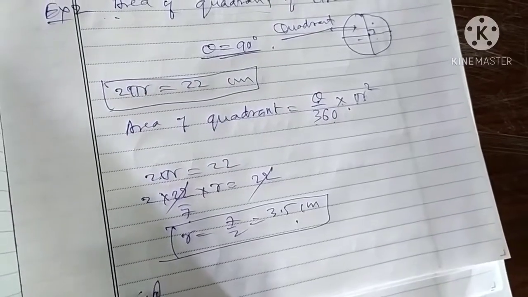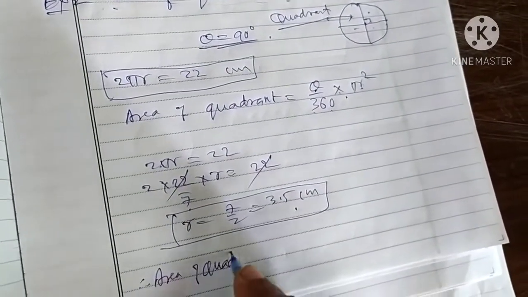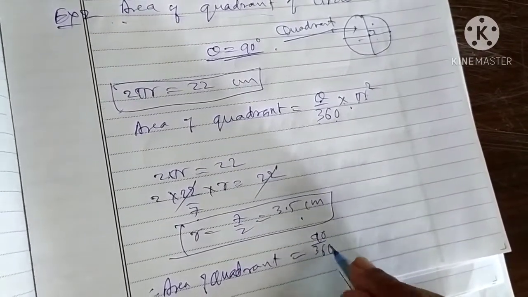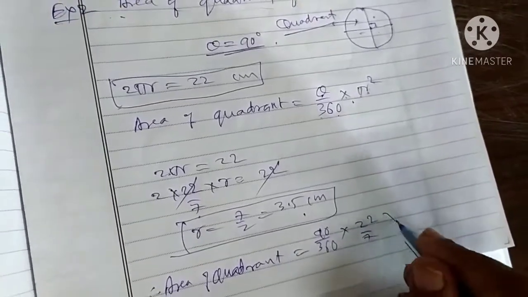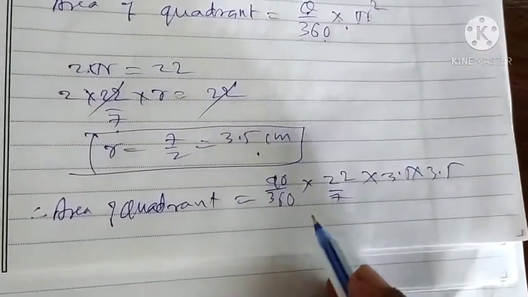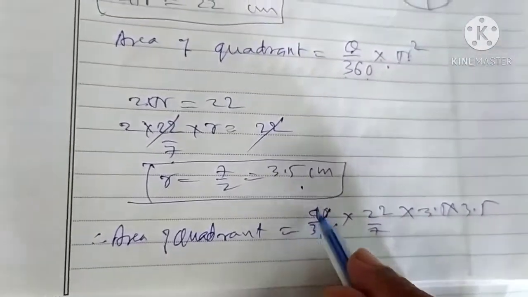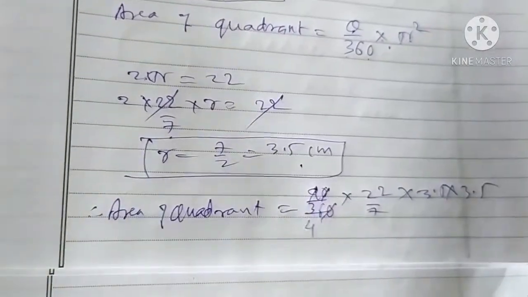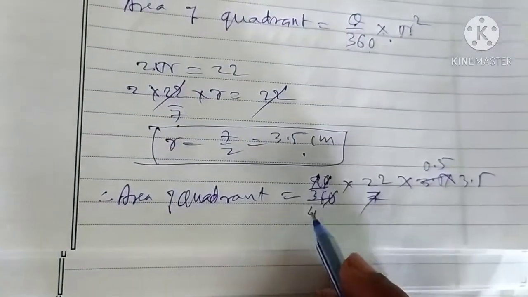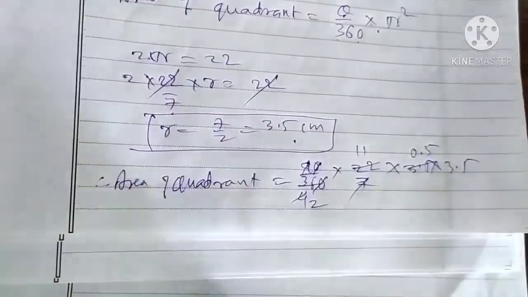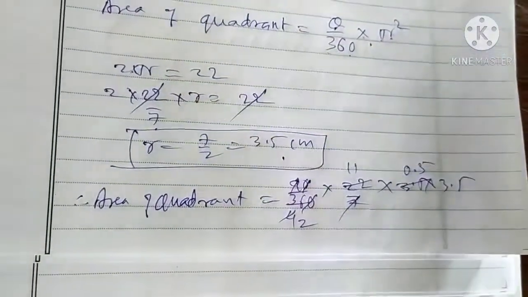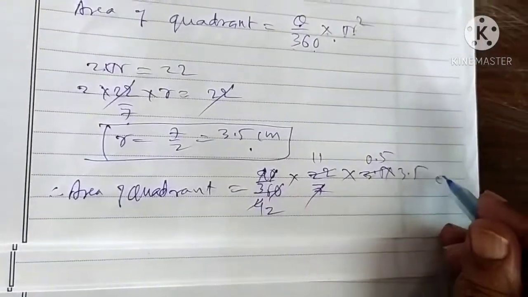See, therefore, area of quadrant equals 90 upon 360 multiplied by 22 upon 7 multiplied by 3.5 multiplied by 3.5, because it is radius square. Clear? See now, please cancel this. 9 4s are 36, cancelable. See, 7 and 3.5 cancelable: 7 5s are 35. Again you cancel by 2: 2 2s are 4, 1 1. Right, children? Now please do this multiplication and find your answer. Okay, will you do this? Complete this. That will be in square centimeter.